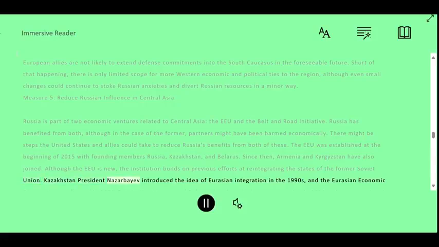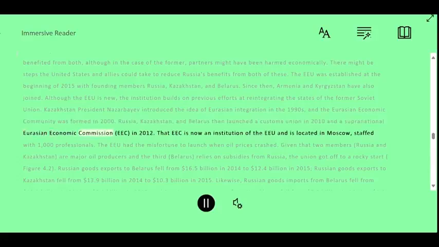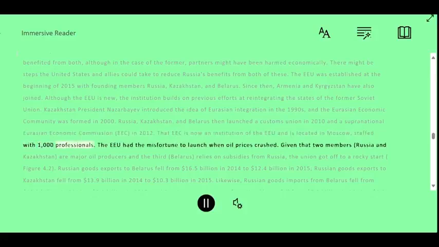Kazakhstan President Nazarbayev introduced the idea of Eurasian integration in the 1990s, and the Eurasian Economic Community was formed in 2000. Russia, Kazakhstan, and Belarus then launched a customs union in 2010 and a supranational Eurasian Economic Commission, EEC, in 2012. That EEC is now an institution of the EU and is located in Moscow, staffed with 1,000 professionals.